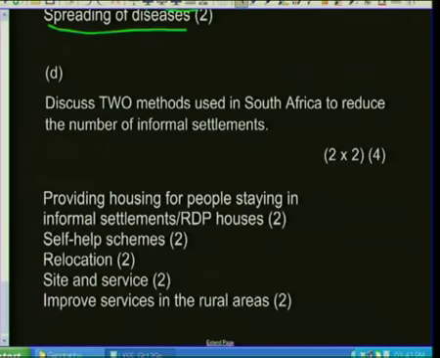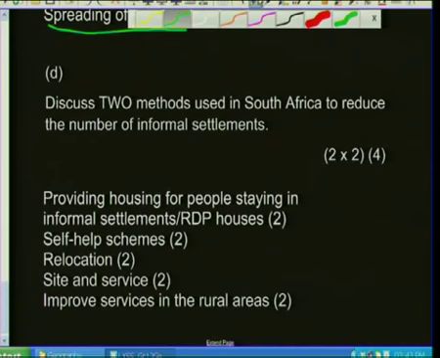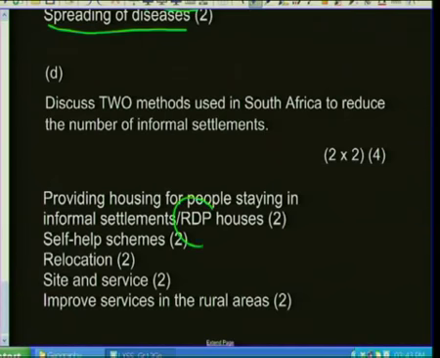So here we have it. Post-apartheid, we had the Reconstruction and Development Program. And it was an initiative by the government whereby they invested in low-cost housing in areas that needed housing desperately. And so what happened is informal settlements got moved out, and these low-cost houses were built, and the people that had been staying in the informal settlement were now given these houses.